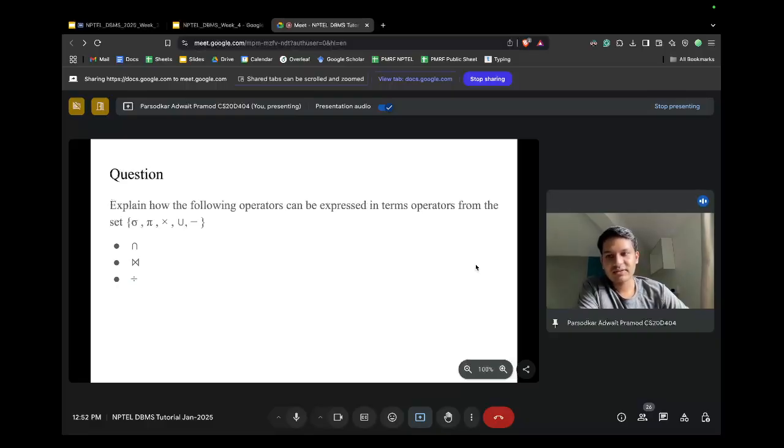So the next question is that you have to explain how the following three operations can be expressed in terms of operators from the set select, project, join, unconditional join, union, and subtraction. So you want to simulate intersection, natural join, and division. I have already given you a hint as to how we simulate the natural join between two tables. Can you try for intersection and division? So let us try to first do the intersection and natural join. Division is slightly more involved. So please try to do the first two.